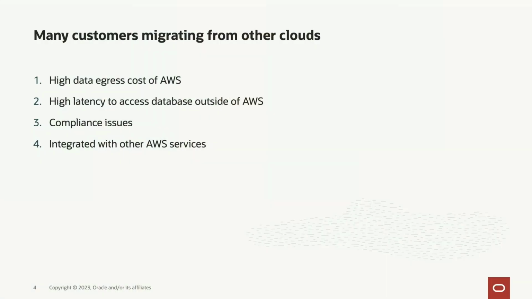Some of them try to have the application on AWS and run HeatWave on OCI, but we all know that AWS has a very high egress cost. And sometimes the data center locations between OCI and AWS can be relatively far apart, so the latency for the application is too high as well. Another reason is compliance. They may have already certified AWS and it would take a very long time to certify OCI, so they don't want to move their workload into OCI.